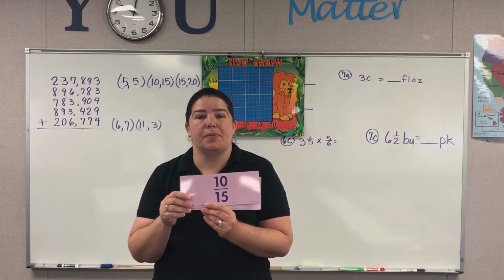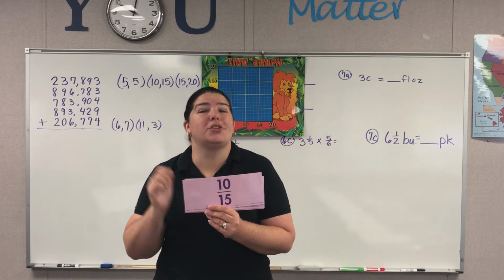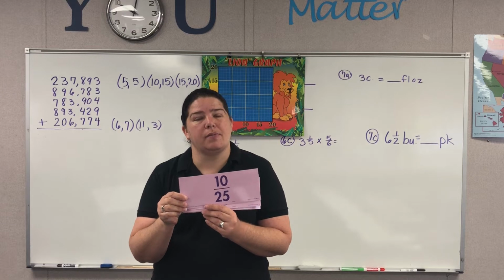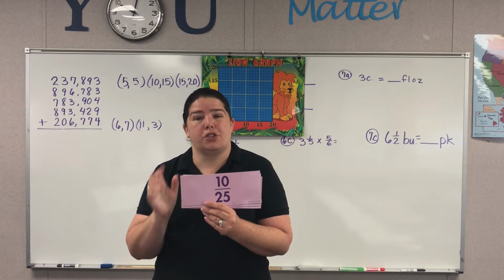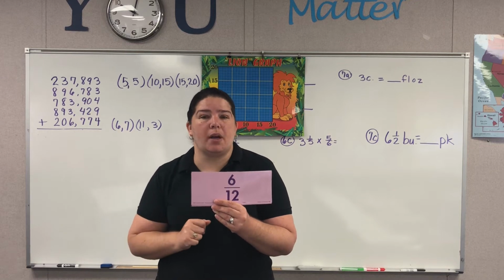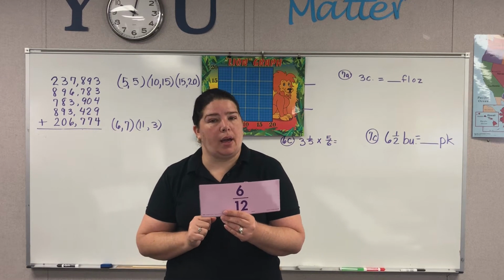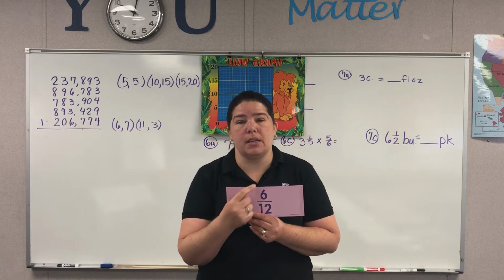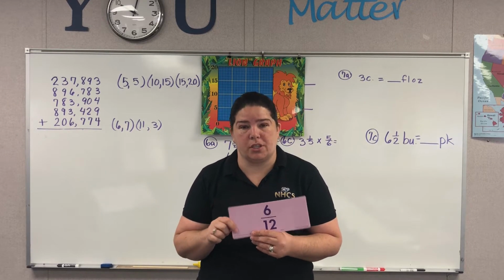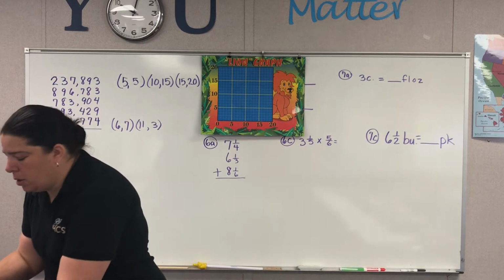10/15 equals 2/3. 10/25 is 2/5. Very good. And the last one, super easy. 6/12 equals 1/2. Remember, we're dividing by 6 on the top and 6 on the bottom to find an equivalent fraction. Good job.